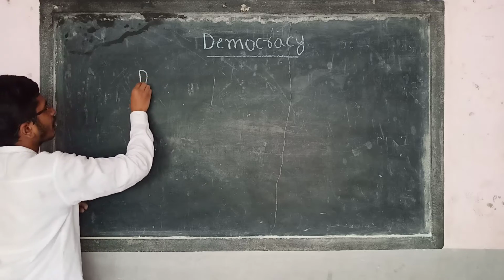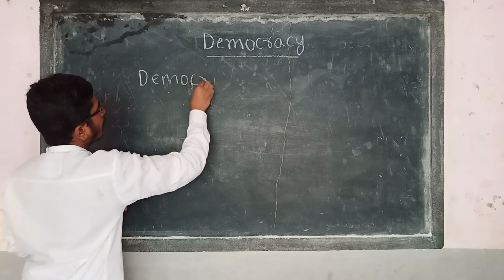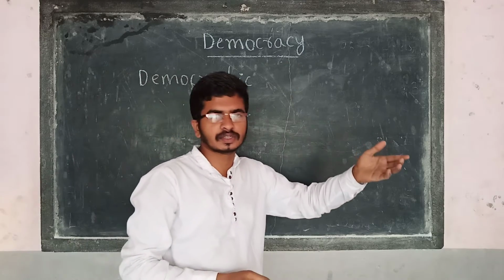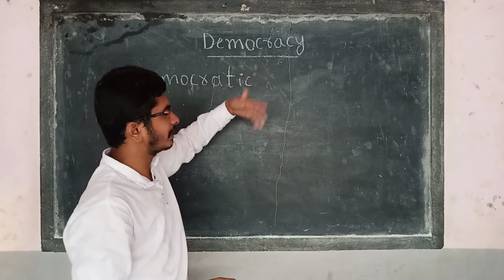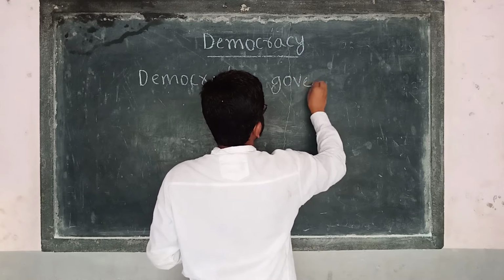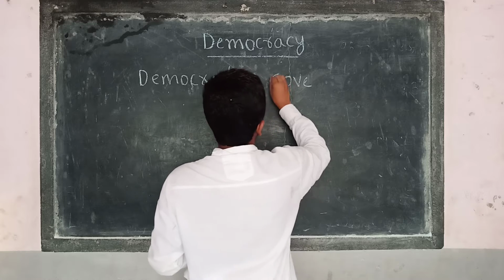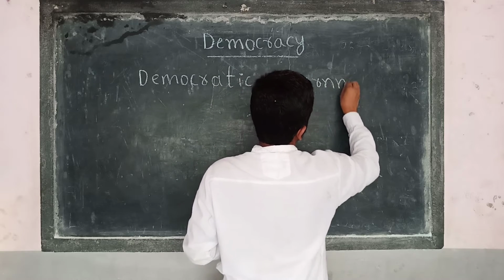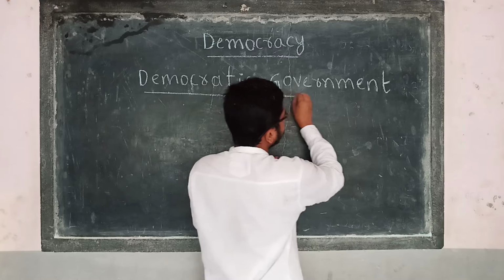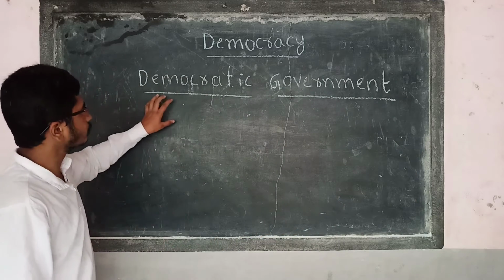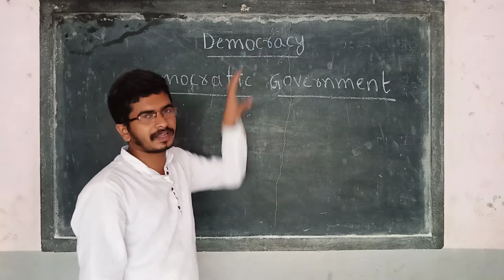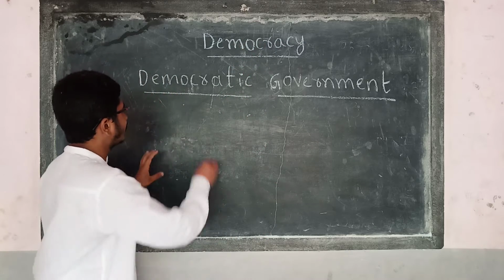Now keep the heading democratic. This topic will continue in your future classes also, in 8, 9, 10 or if you go to college. Today we will learn about the democratic government. What is democracy? From where did the word democracy come? How was it derived?